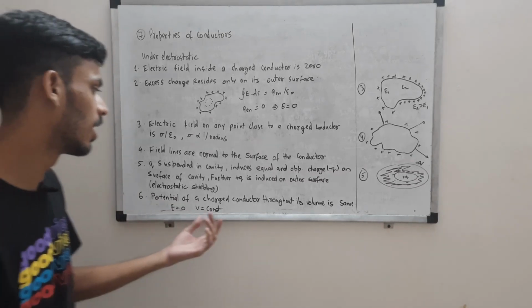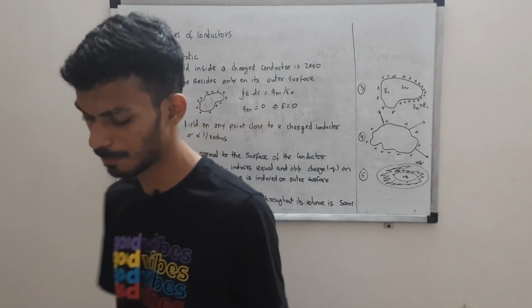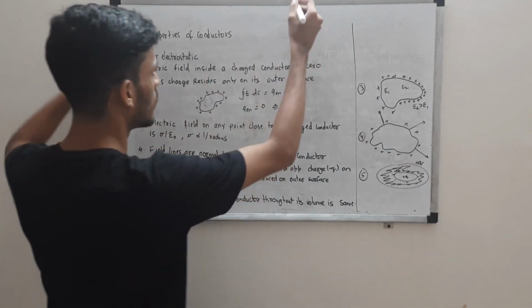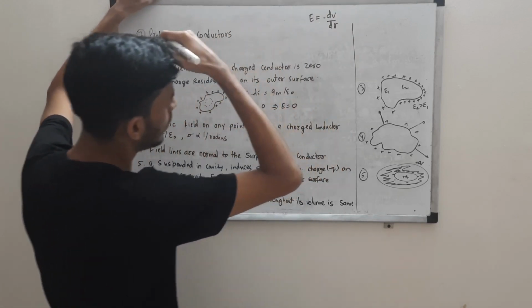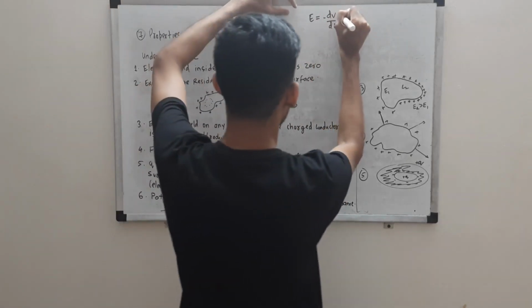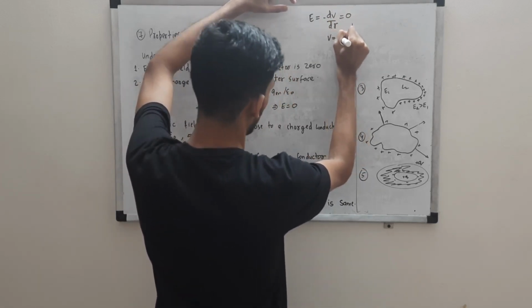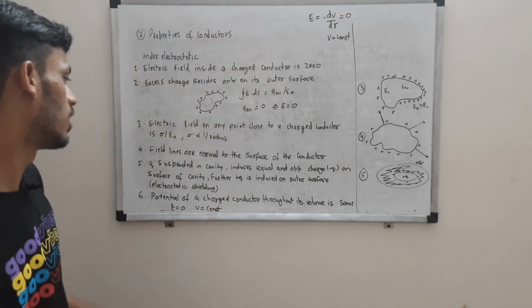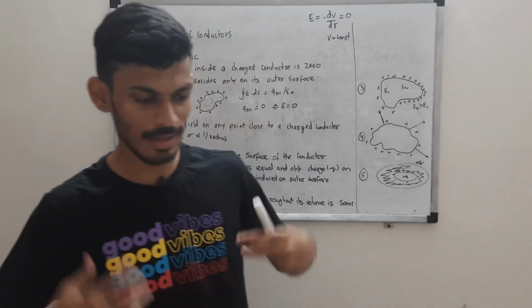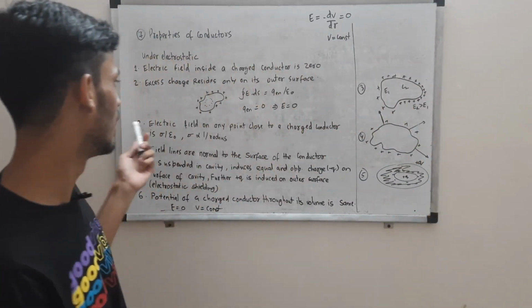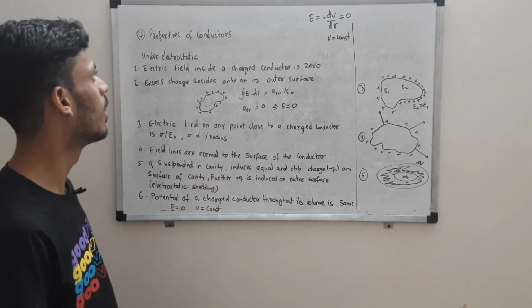Potential of a charged conductor throughout its volume is the same. If you see, the electric field inside a conductor is 0, first point, right? And electric field is minus dV by dr, so the electric field is 0. This means the derivative of something is 0, then V is constant. So the potential is constant throughout the entire volume of the conductor. It acts as an equipotential surface, and hence the electric field lines are normal to its surface. Point proven, right? So that's about your conductors.